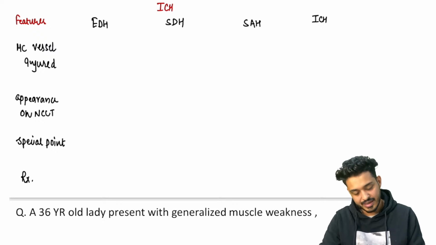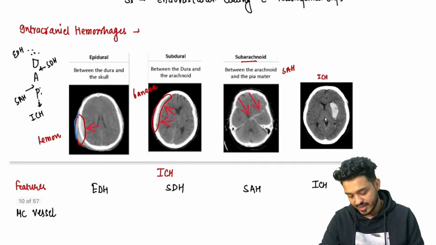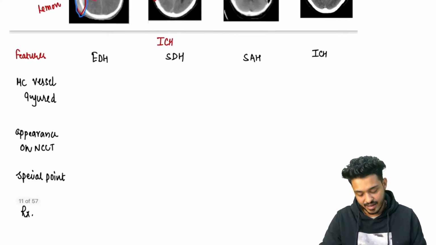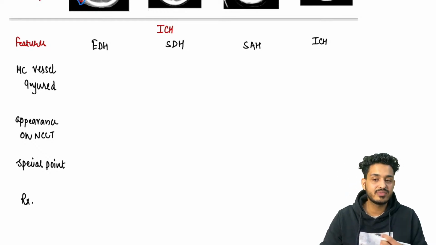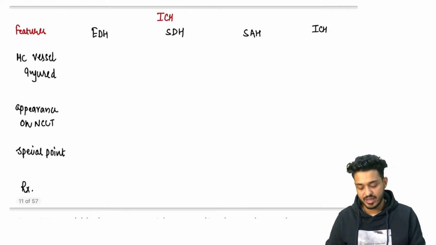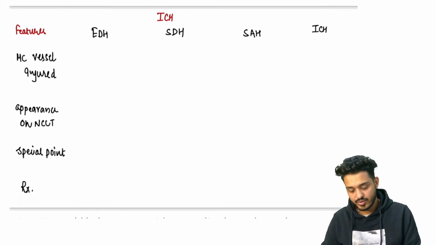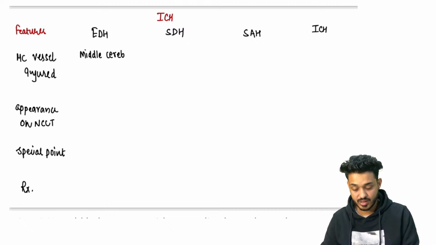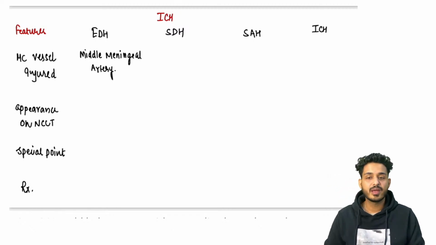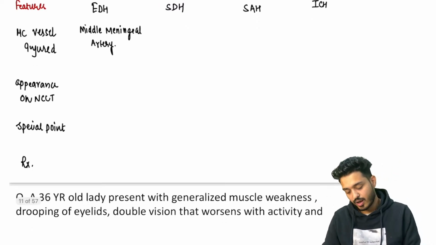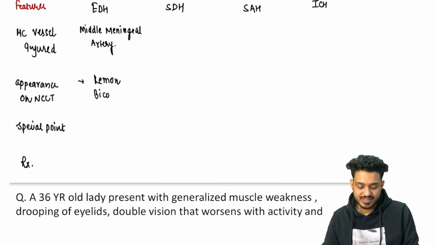So first thing, in the cases of EDH, you will be having this type of thing, right? On the NCCT head, that is going to be your lemon sign. What is the vessel that is going to get injured in the cases of EDH? Quick, fast revision we are doing, guys. This is going to be your rupturing middle meningeal artery. How is it going to appear on the NCCT? This is going to show you lemon sign, or we can also call it biconvex appearance.